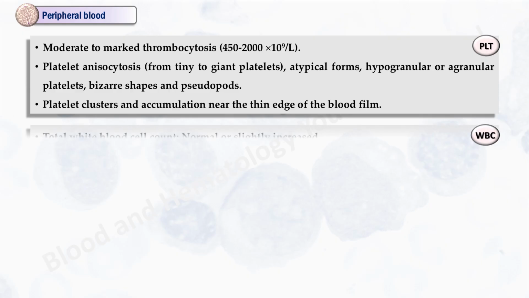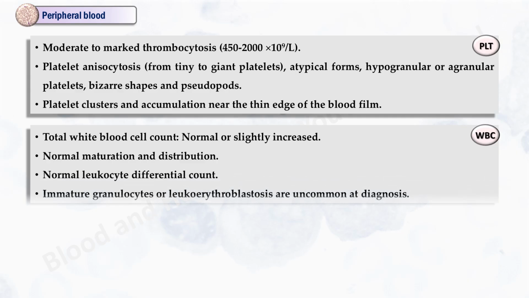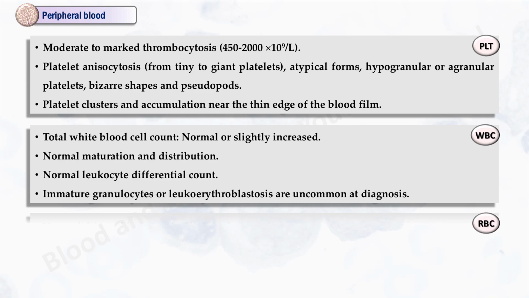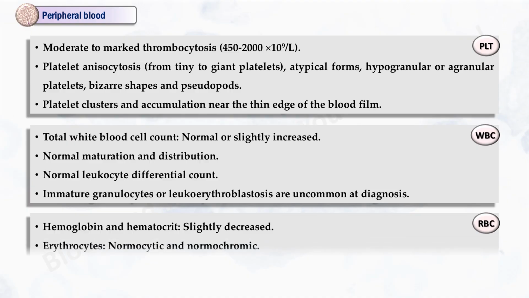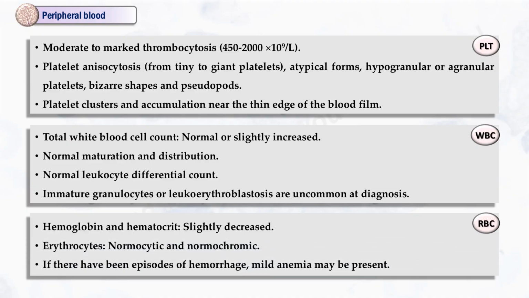Total white blood cell count is normal or slightly increased, and typically shows normal maturation and distribution and a normal leukocyte differential count. Immature granulocytes or leukoerythroblastosis are uncommon at diagnosis. Hemoglobin and hematocrit values are slightly decreased, and erythrocytes are normocytic and normochromic. If there have been episodes of hemorrhage, mild anemia may be present.